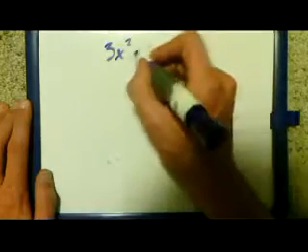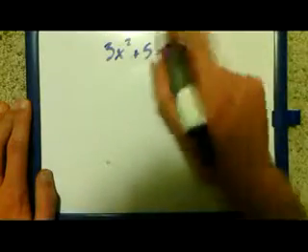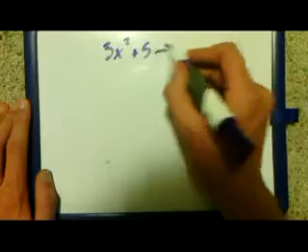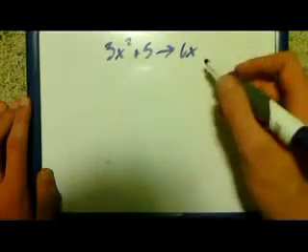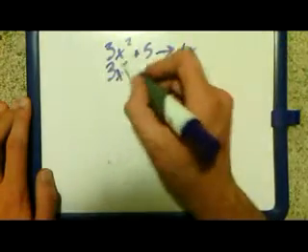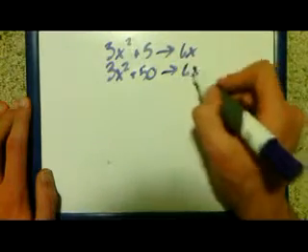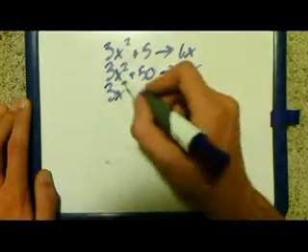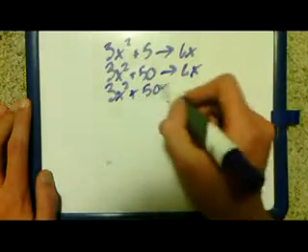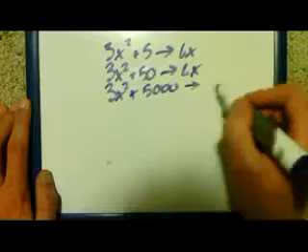Now, you probably are wondering why I added the plus c. Well, let's just use an example. If you derive 3x squared plus 5, the derivative of that is just going to be 6x, right? If you derive 3x squared plus 50, it's still just going to be 6x. If you do 3x squared plus 5,000, it's still going to be 6x.